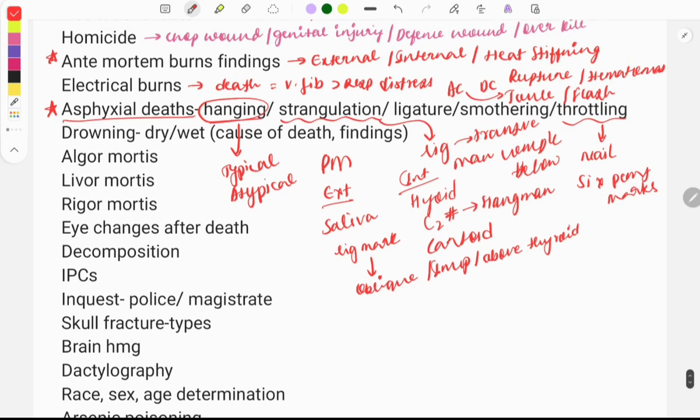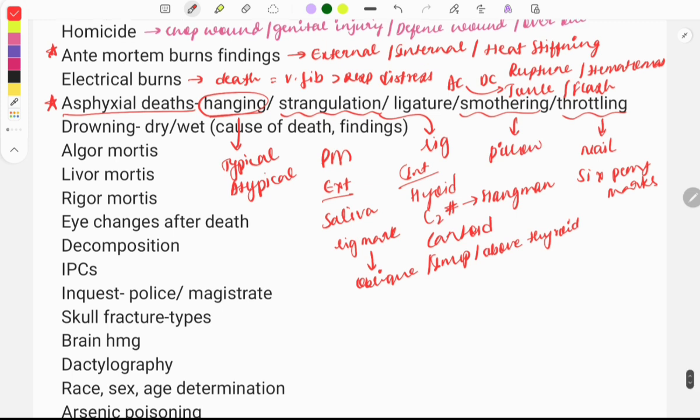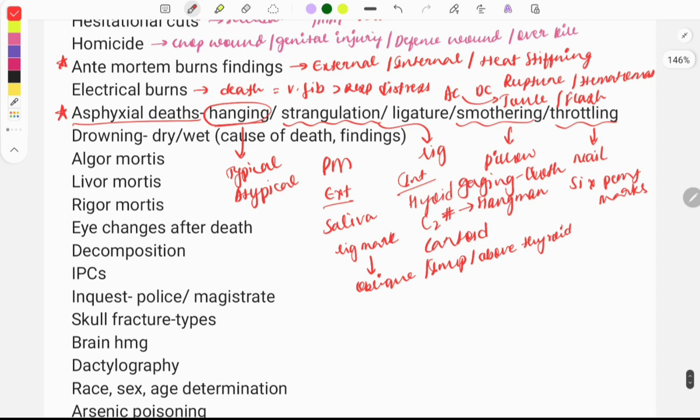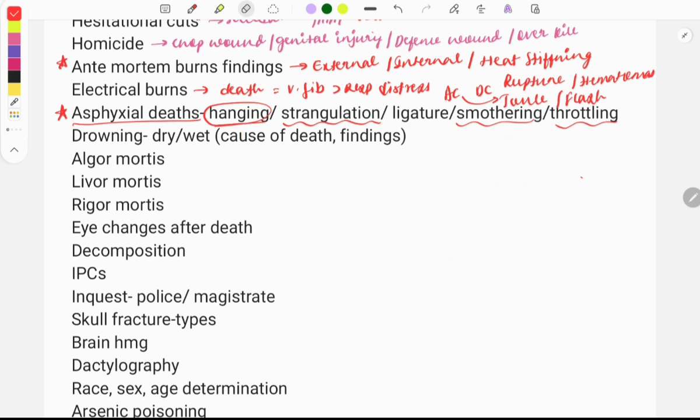Then the other type of killing: smothering, gagging or choking. These are suffocation. The death of the person is due to suffocation, and smothering means using a pillow, covering the mouth. And gagging means using a cloth, putting the cloth into the mouth of the face. So these were certain points from which questions are asked from the asphyxial deaths. Asphyxial death is a must topic.